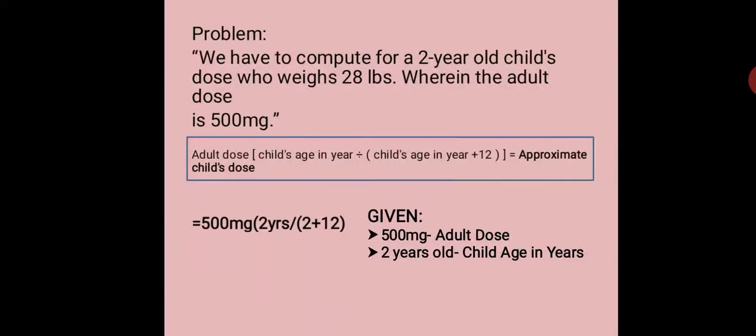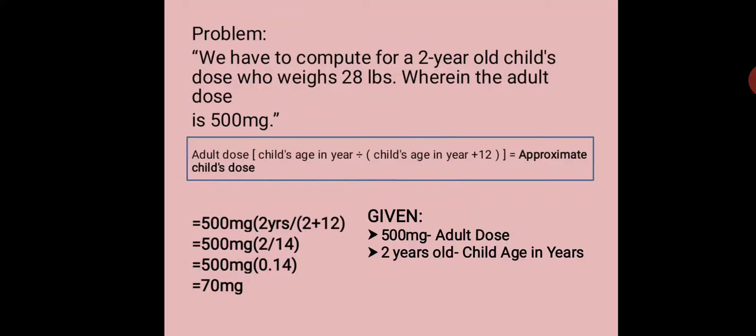Okay, by following the formula again, 500 mg is the adult dose, 2 years is the child age in years. I-divide natin siya ng child age in years plus 12. So, 2 plus 12 kasi 2 ang kanyang child age in years plus 12. Now, una natin gagawin is to add 2 plus 12 is equals to 14. After that, i-divide natin yung 2 sa 14. 2 divided by 14 is 0.14. Then, i-multiply natin siya ng 500. So, 0.14 multiplied by 500 is 70 milligrams.